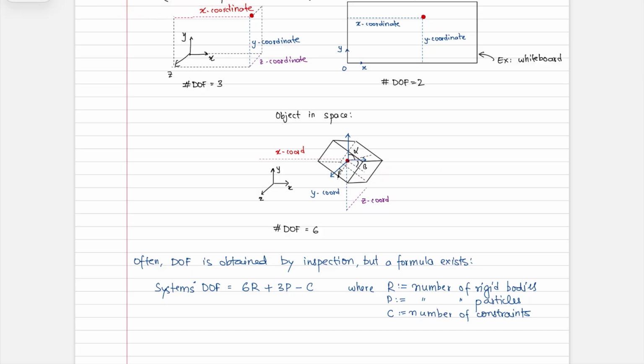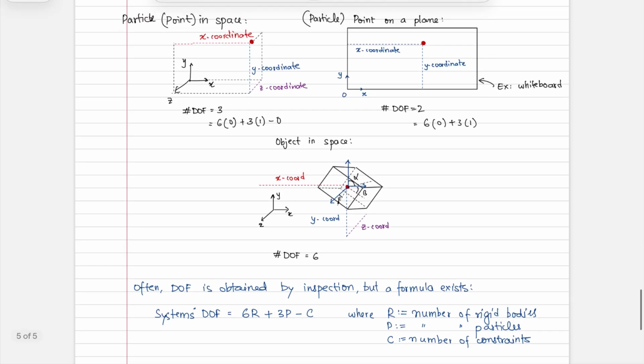In this case, it is 6 times r, where r is 0 because the system is fully defined by just a point, a particle. 3 times p, so 3 times 1, minus c, the number of constraints is 0. So it's 3. Okay, so I'm actually going to write it here. So it is 6 times 0 plus 3 times 1 minus 0. This here is 6 times 0 plus 3 times 1.